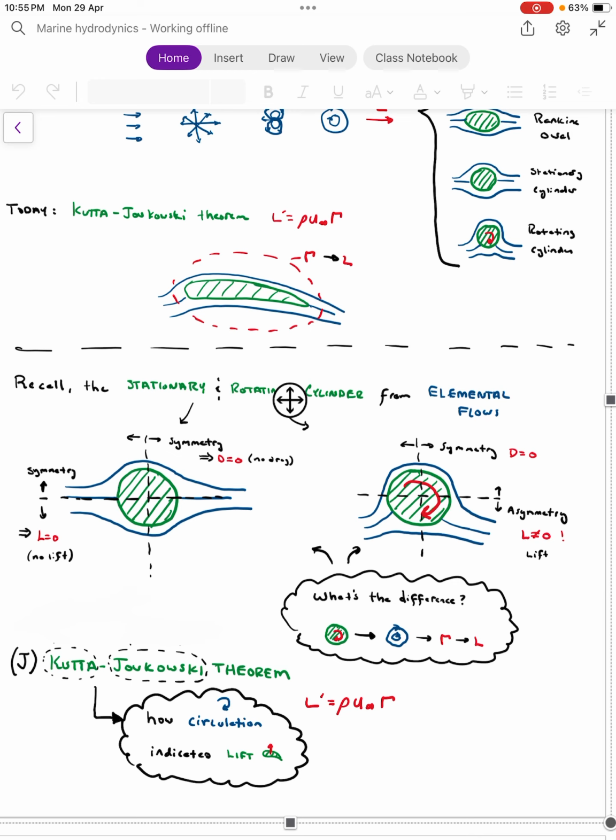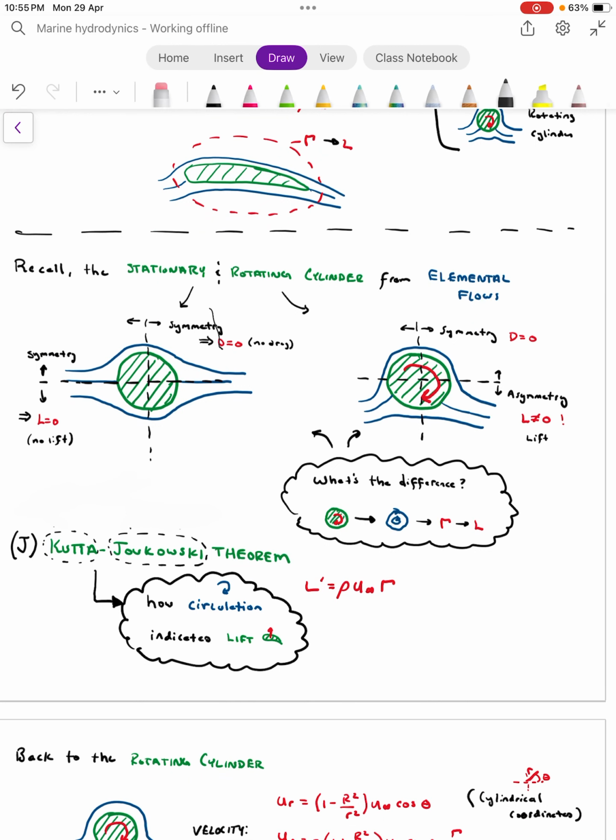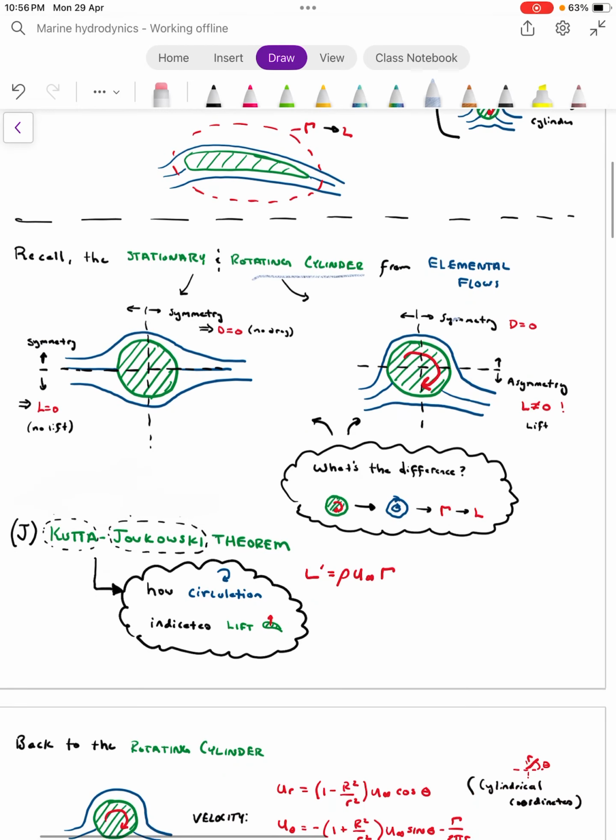Recall the stationary and rotating cylinder, the rotating cylinder from the elementary flow. The fluid is flowing around the cylinder, and it is symmetrical about the vertical axis and horizontal axis. So the drag force due to symmetry about the vertical axis is zero. In simple terms, when there is a stationary cylinder, the drag force is zero and the lift force is also zero because it is symmetrical about the horizontal axis.